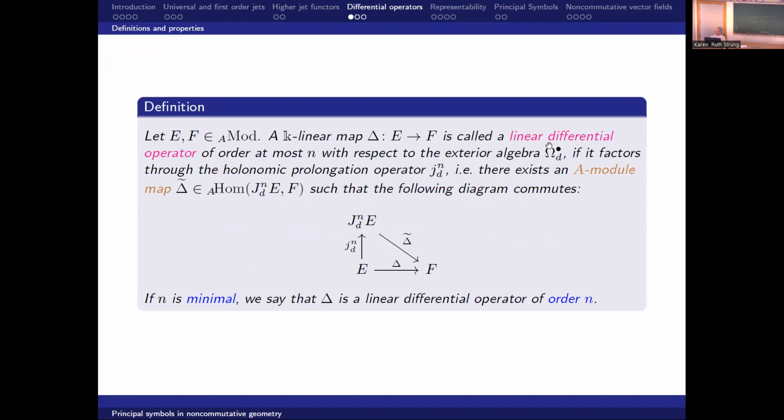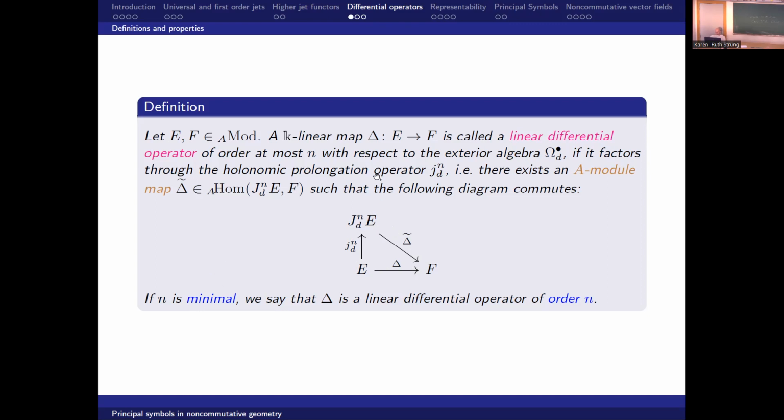So we would define a linear differential operator of order at most n with respect to our exterior algebra as some k-linear map from E to F, which makes this diagram commute, right? So delta is k-linear, this jet prolongation is k-linear, and we require that there exists some left A-linear map delta tilde, which makes this diagram commute.